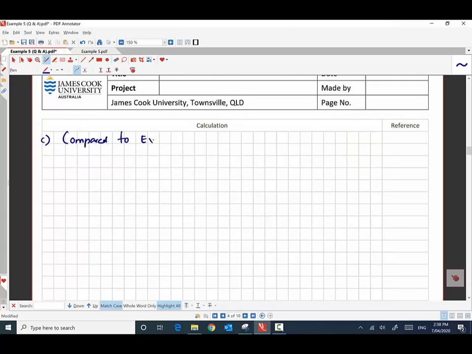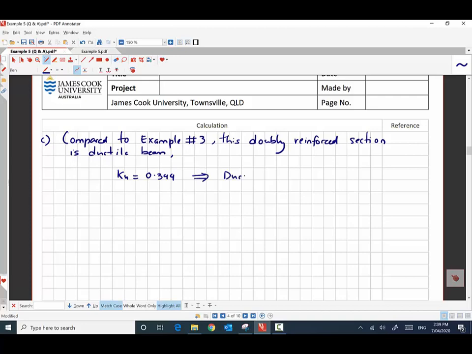Now comparing this with example 3 which we did, it has the same amount of tension reinforcement except that it didn't have the compression reinforcement. We found out that for the doubly reinforced beam in example 5, Ku is 0.36, which is less than 0.57, which we saw in example 3. That means the doubly reinforced section is ductile, whereas in example 3, it was a brittle compression failure mode, whereas this example 5 fails in the tension failure mode.